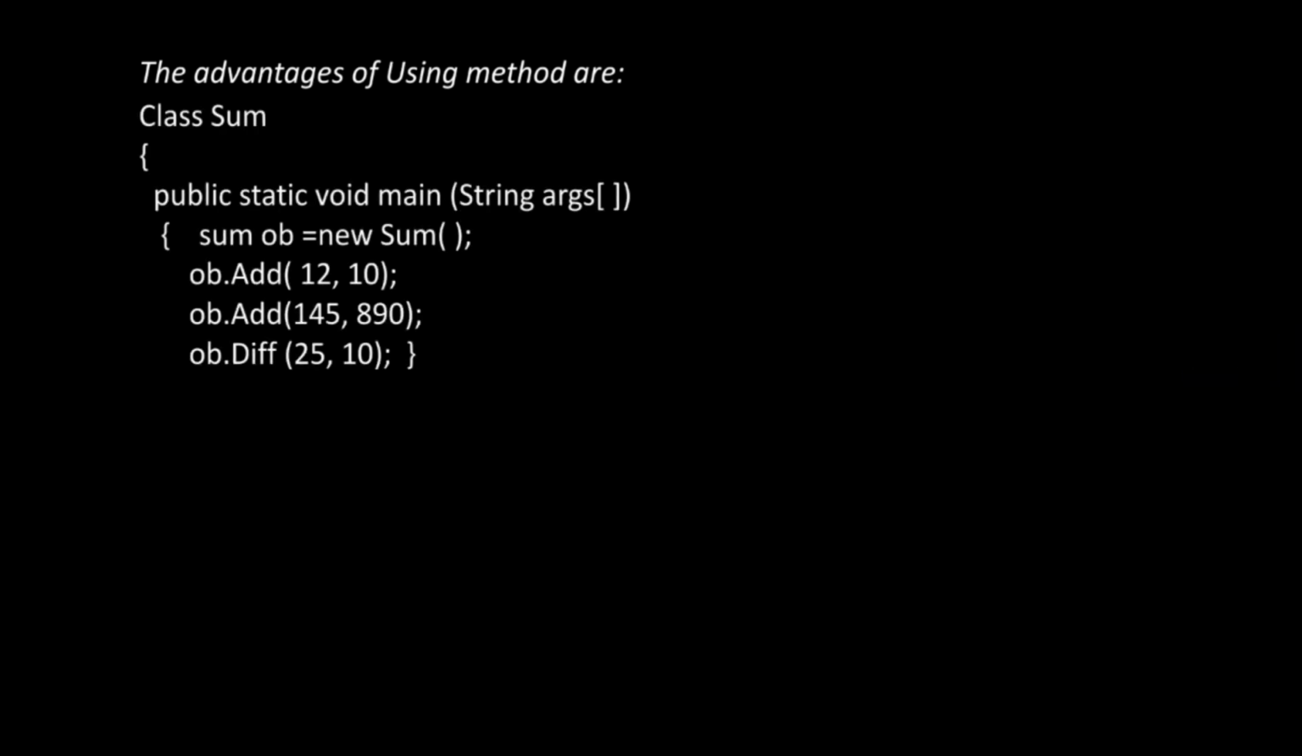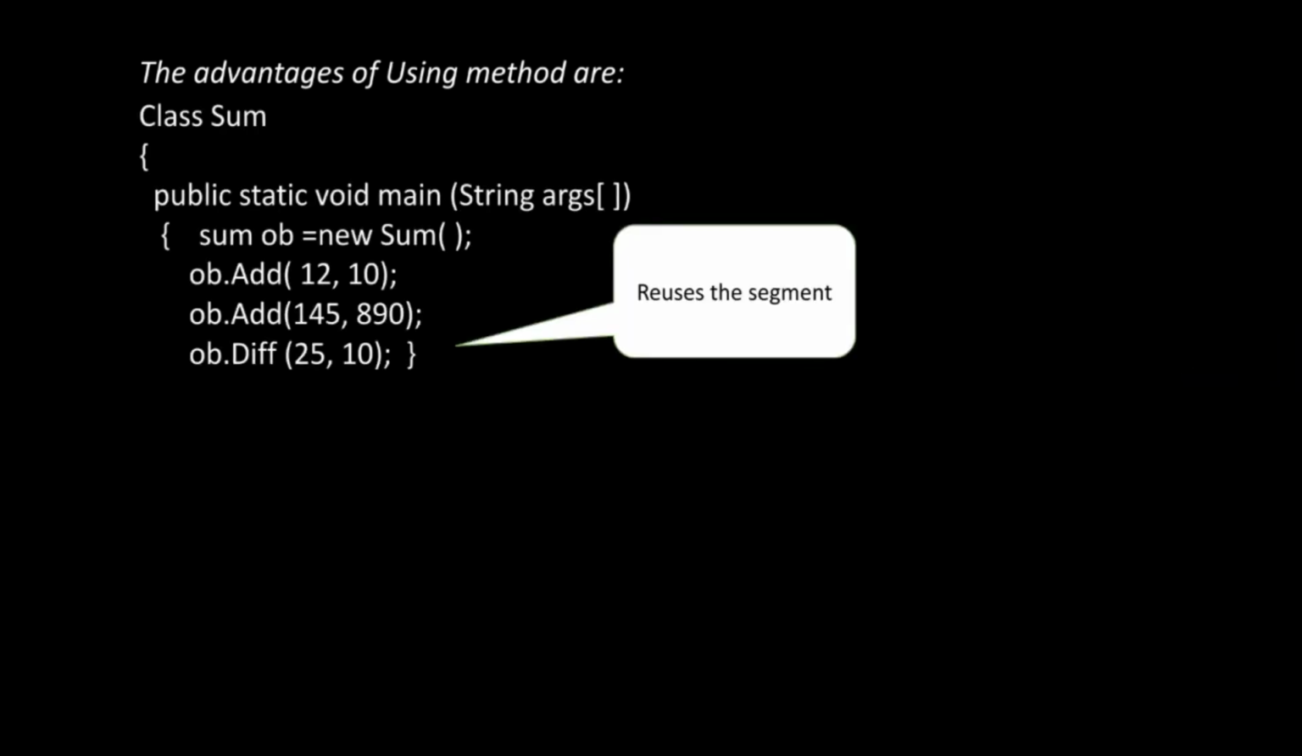The advantages of using methods are: it reuses the segment of class codes as and when necessary by simply using the method name, that is ob.add(12,10), ob.add(145,890). The same method add is called twice to find the sum of different numbers. Thus, the block of method add is reused.